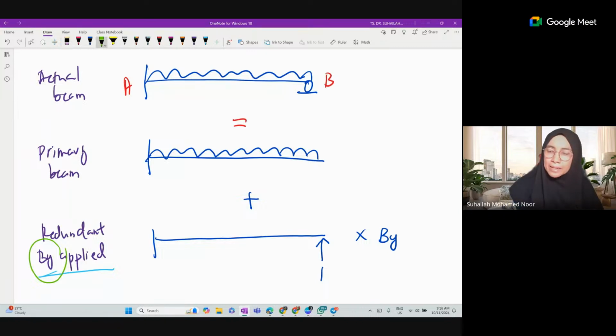Redundant By applied, so this is times By, so that we do not lose. If it is moment at A, redundant MA applied times MA. You get what I mean? If redundant CY applied times CY. Okay, so it is redundant By applied times By. So we have three systems: actual beam, primary beam, redundant beam.